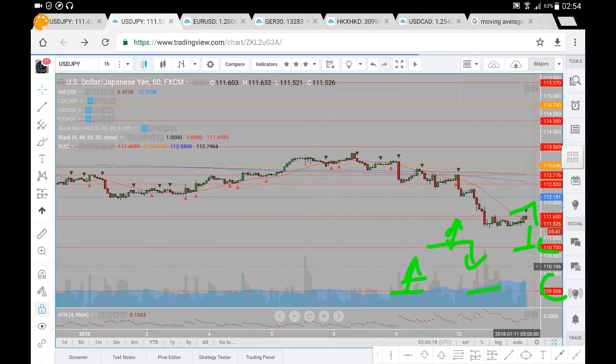US dollar Japanese yen. So I've pretty much covered everything here in regards to the US dollar Japanese yen. The only thing of note here is possibly being aware of the 200 period moving average and 400 period moving average in and around the 112.52 and 112.77 levels. So now we're going to head over to the US dollar CAD.